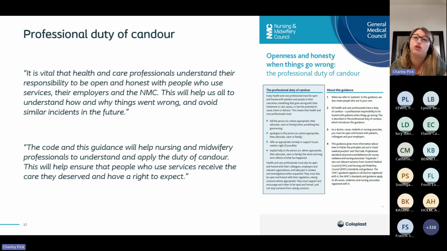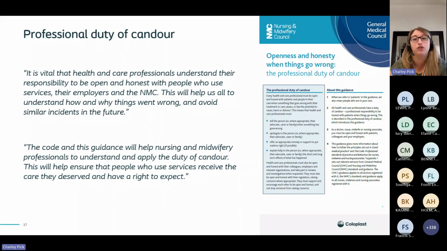We have a professional duty of candour. Now, it's vital that health and care professionals understand their responsibility to be open and honest with the people that use our services, our employers, and also with the NMC. Now, I remember when professional duty of candour came about, and there was a real fear of apologising when something went wrong, because people felt that that opened us up to litigation. However, why should we not apologise?